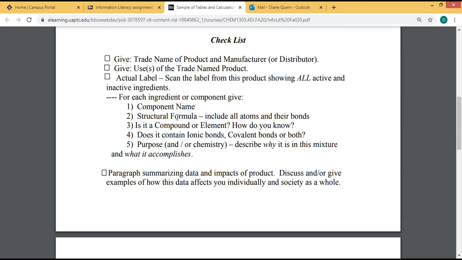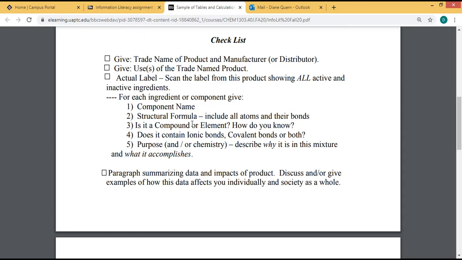Then the structural formula. For the structural formula, I want the picture of it. We're learning next week in class how to draw Lewis structures, how to draw molecular atoms, the arrangement of them in space. That's what I want. I want the Lewis structure or the molecular shape of it. I want to see what atoms are involved, what's attached to what, what does this look like? A good place to do that is actually PubChem, and I have that website listed at the bottom here so that you can find those structural formulas accurately and with a little ease.